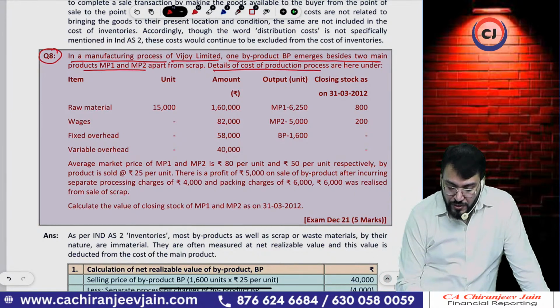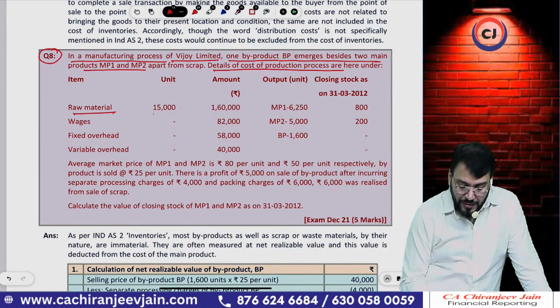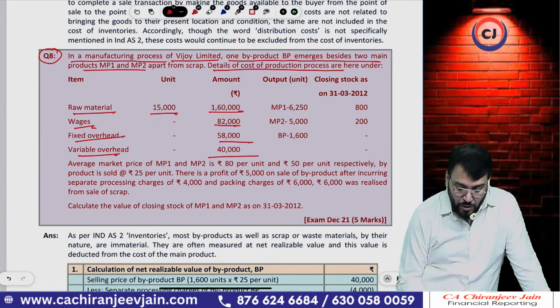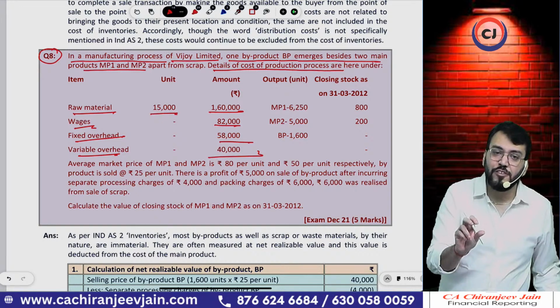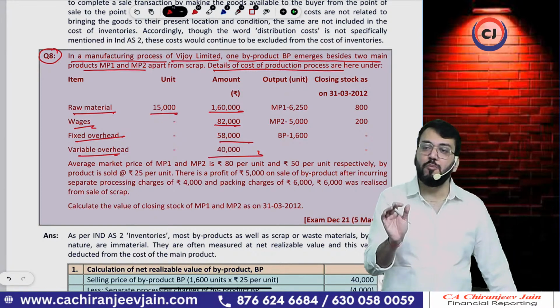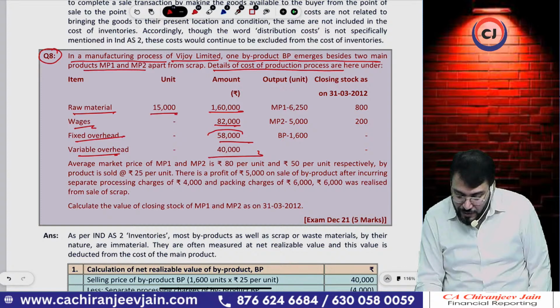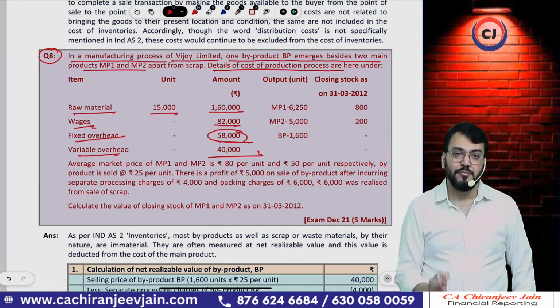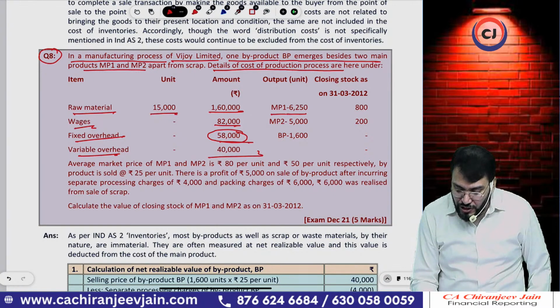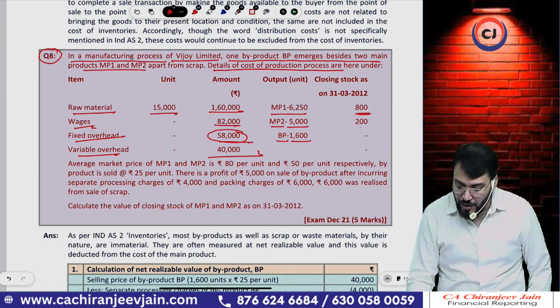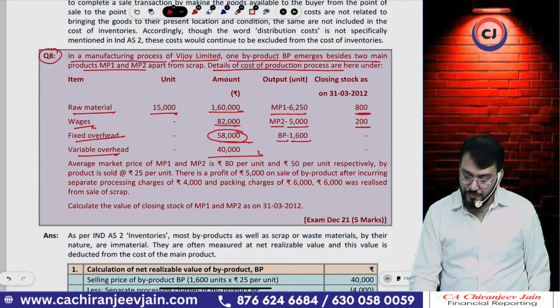Details of cost of the production process are as under: raw material, wages, fixed overhead, variable overhead. Whenever the question is silent about normal production and actual production, always assume normal production and actual production are the same. Therefore, the entire amount will be included in cost price. That assumption we will take. Then MP1 output is 6250, MP2 5000, BP byproduct 1600, and the closing stock as on 31st March 2012 is 800 and 200.